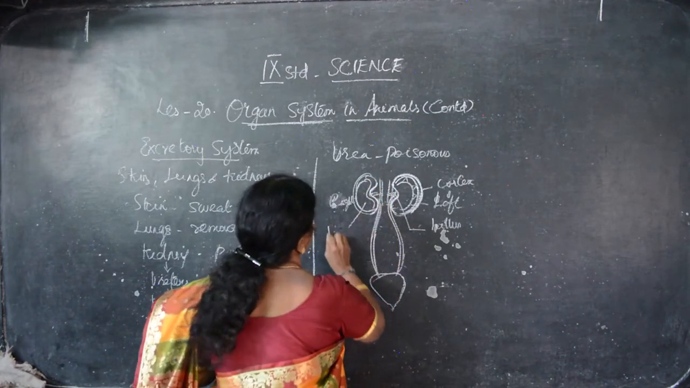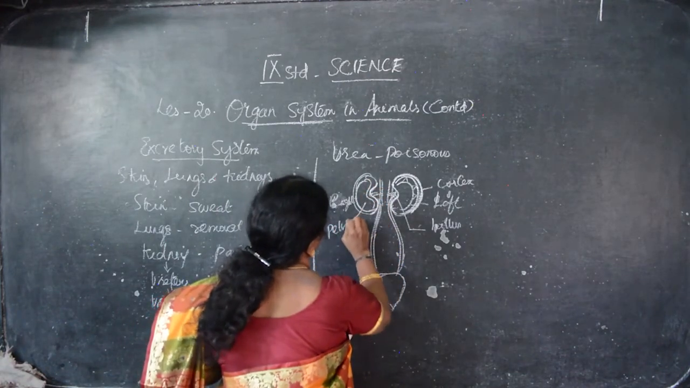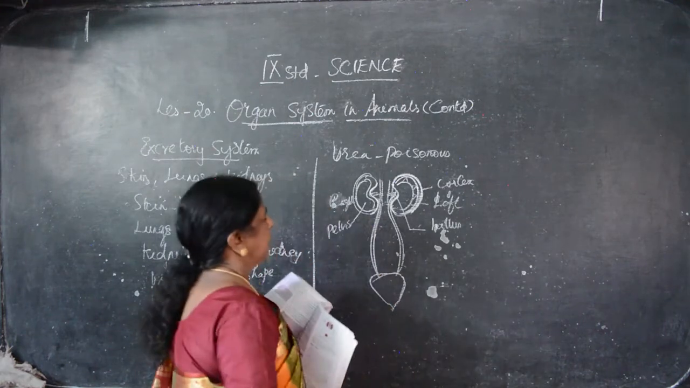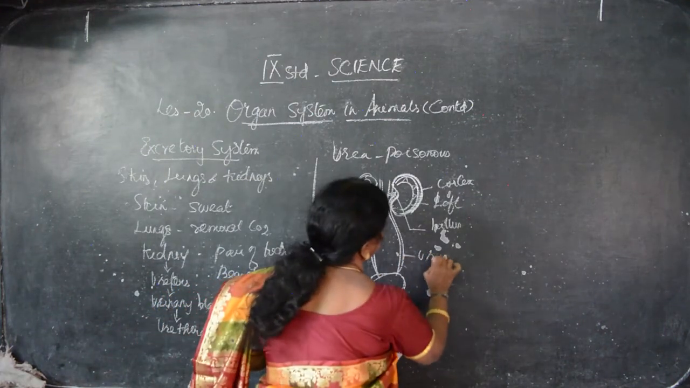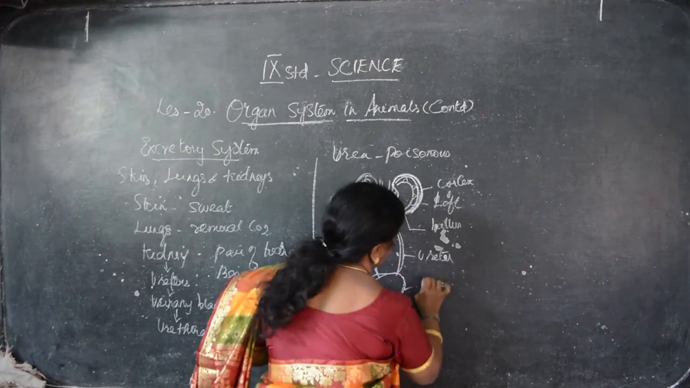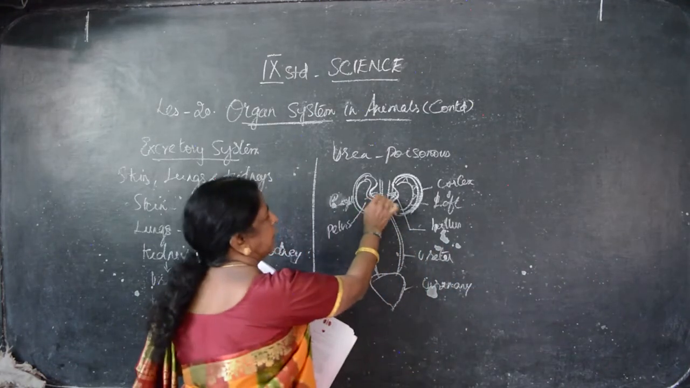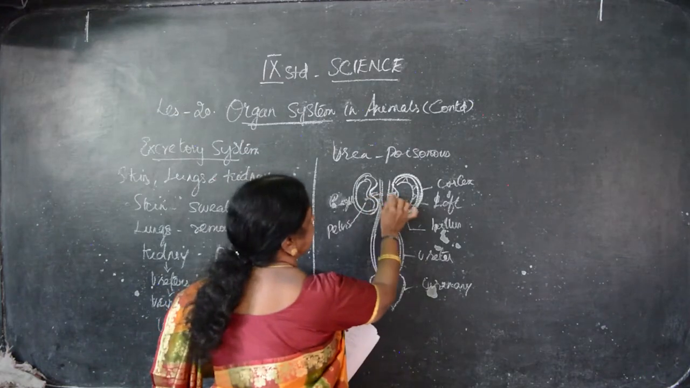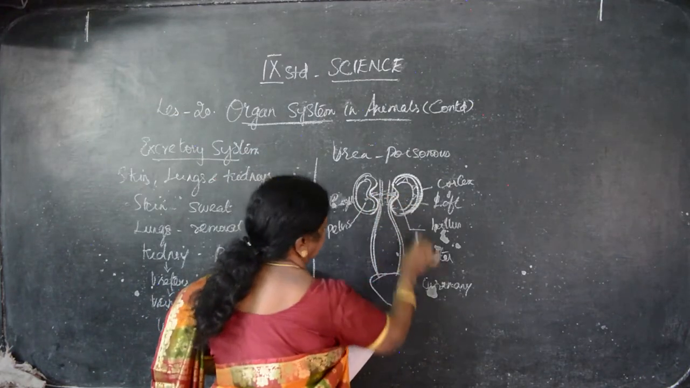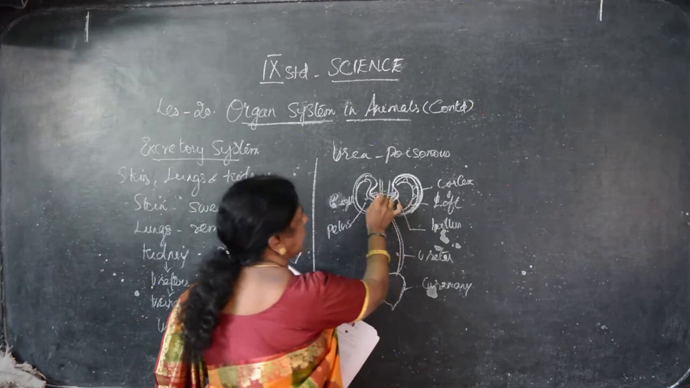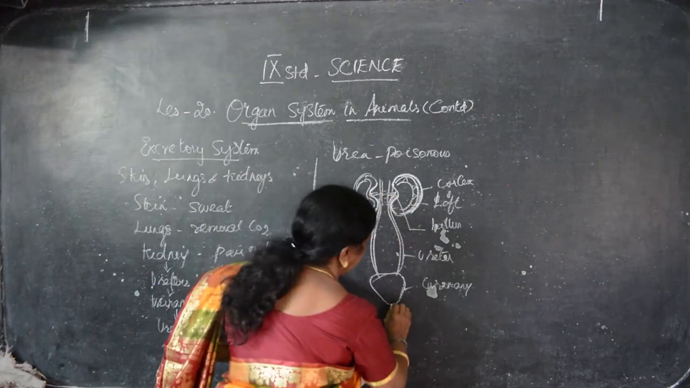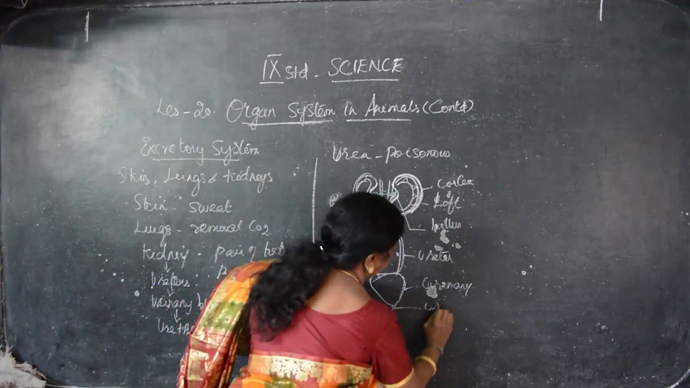And this one, what do I say? This is the ureter, then the urinary bladder. In the kidney, nephrons are there. They collect the waste materials. These are the blood vessels, renal artery and renal vein. And there is a small opening, the urethra.